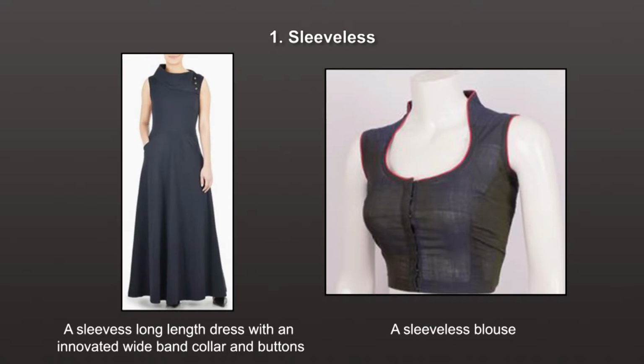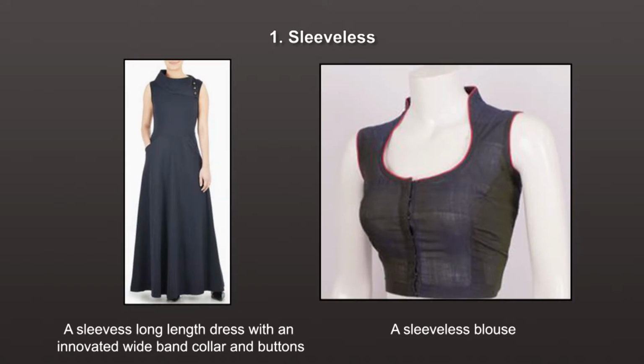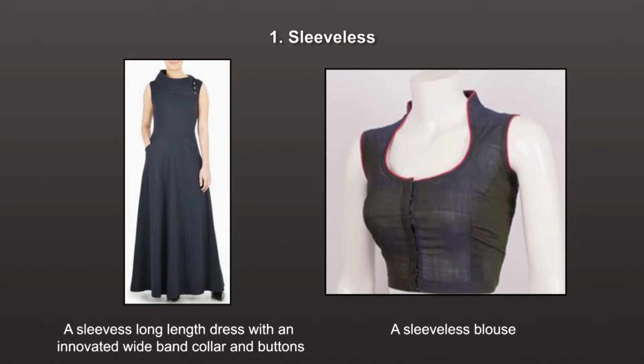This is a sleeveless long length dress with an innovative band collar and buttons. On the right is a sleeveless sari blouse. Can you try to recall the name of this neckline? It is the horseshoe neckline.